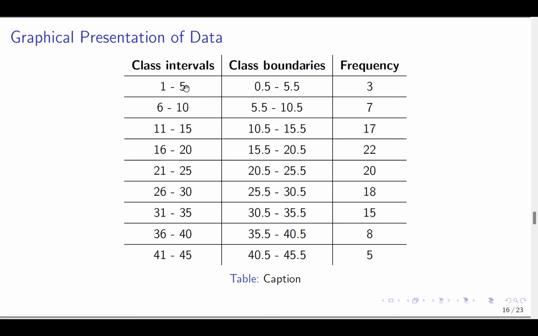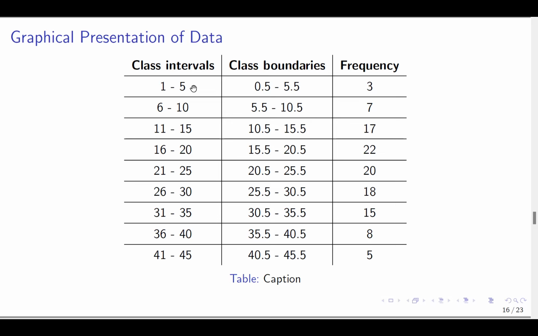So once it's that way, take any two intervals, pick the upper limit of the first one, and then pick the lower limit of the second one. The upper limit of the first interval here is 5, the lower limit of the second is 6. Once you consider these two, the difference between the two, 6 minus 5, is 1. And then you divide that difference by 2. 1 divided by 2 is 0.5.